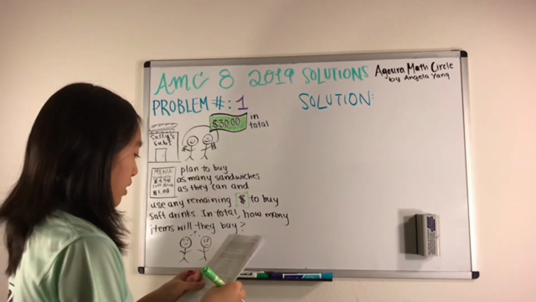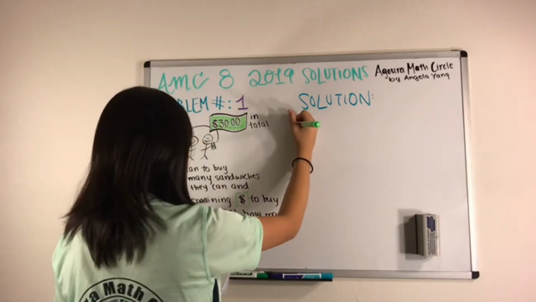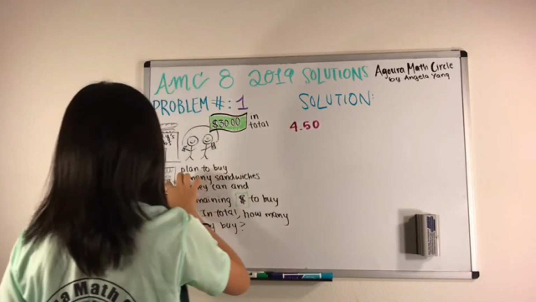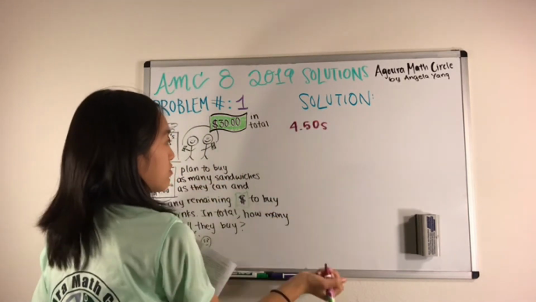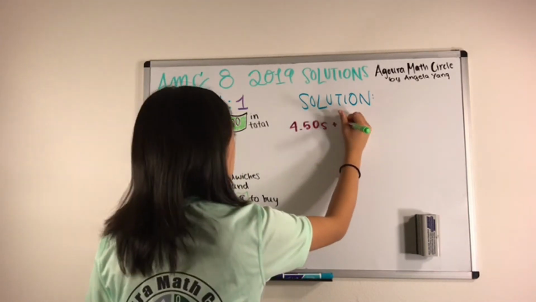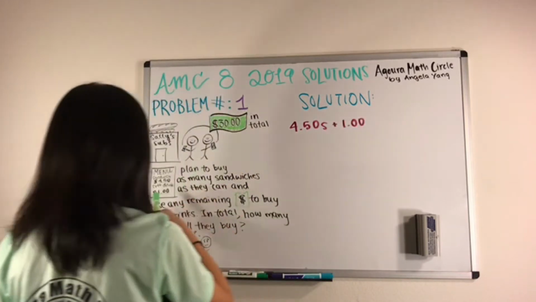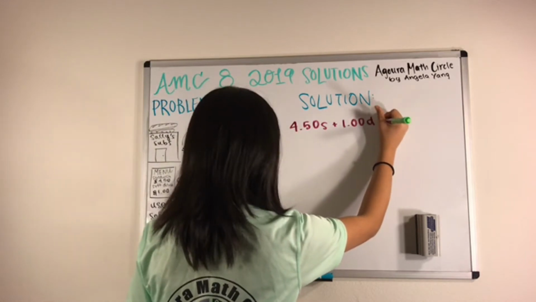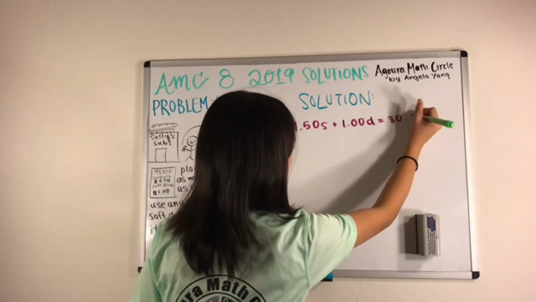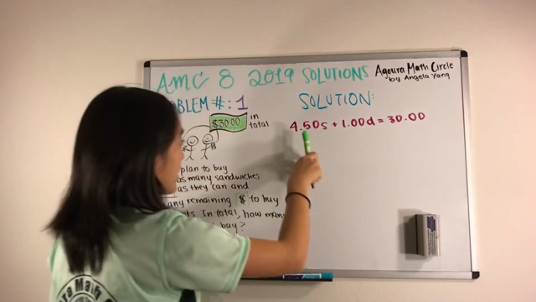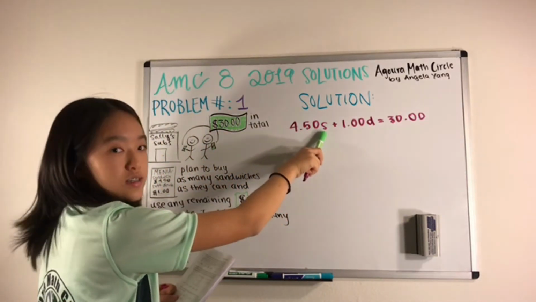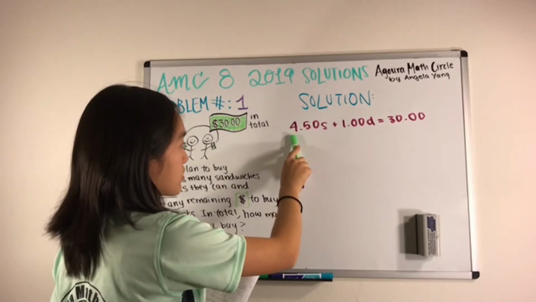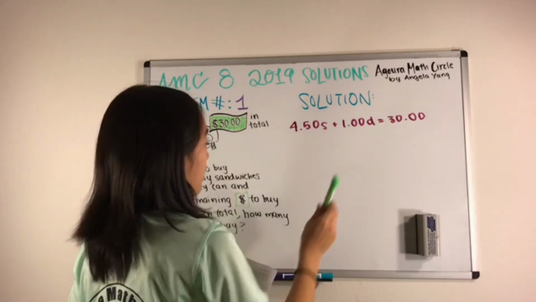So in order to solve this problem, we first need to come up with the equation of 4.50, because that's the cost of one sandwich, S, which stands for sandwich, plus $1, because that's how much one soft drink costs, and D for drink, all equals $30 in total. Now we want to find the maximum amount of sandwiches that can be bought. So we have to find the maximum amount of times $4.50 can go into $30.